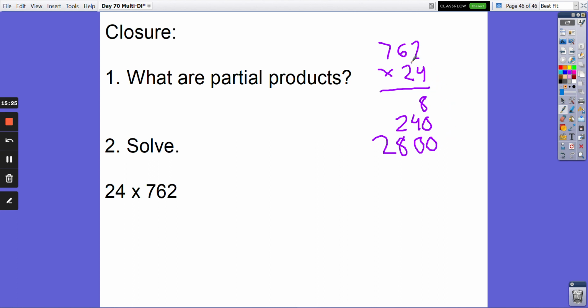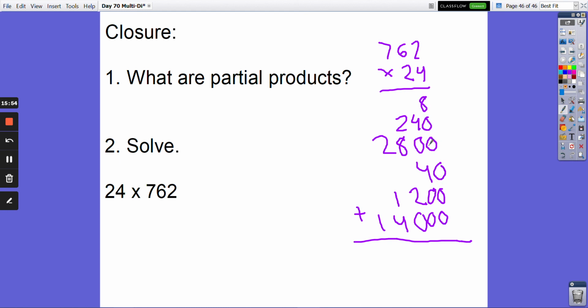Then we have this 2, which is worth 20. 20 times 2 gives me 40. 20 times 60 gives me 12 with 2 zeros behind it, so 1,200. 20 times 7, 2 times 7 is 14, but we're going to have 1, 2, 3 zeros behind that 14. And now I can add all these partial products together to get my final product.